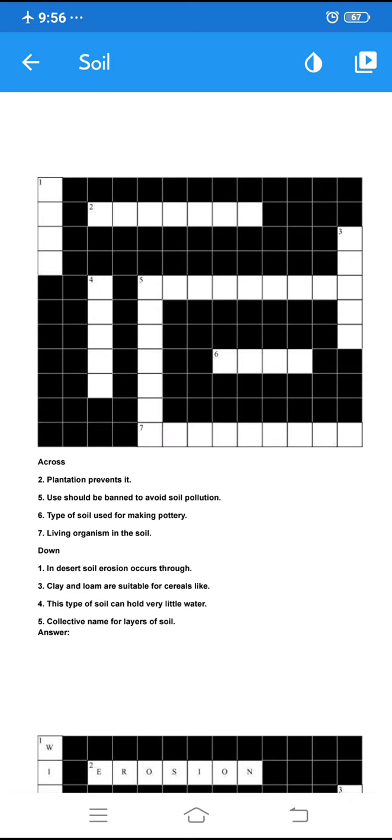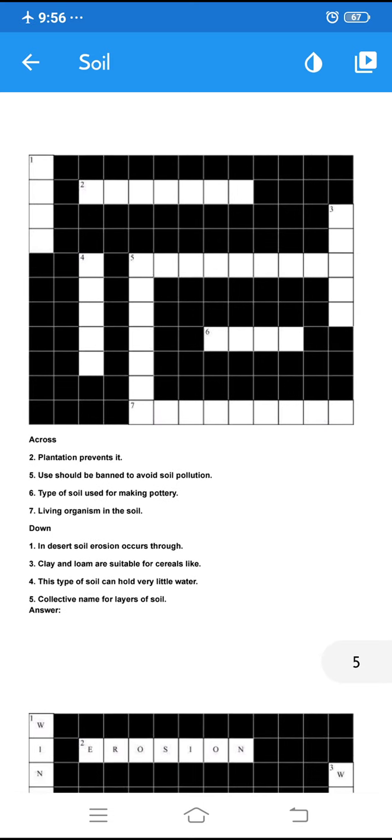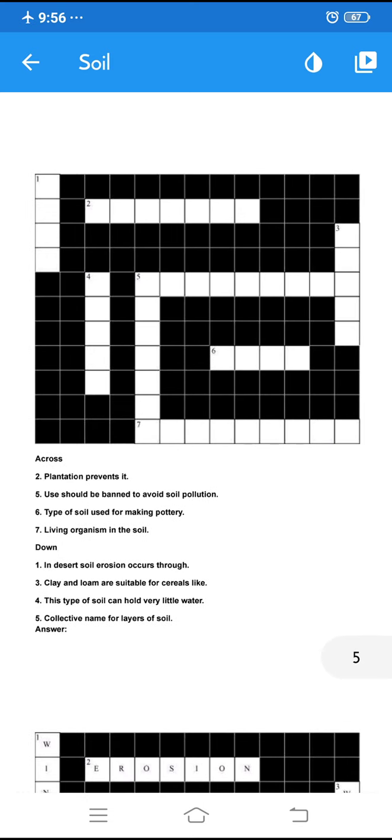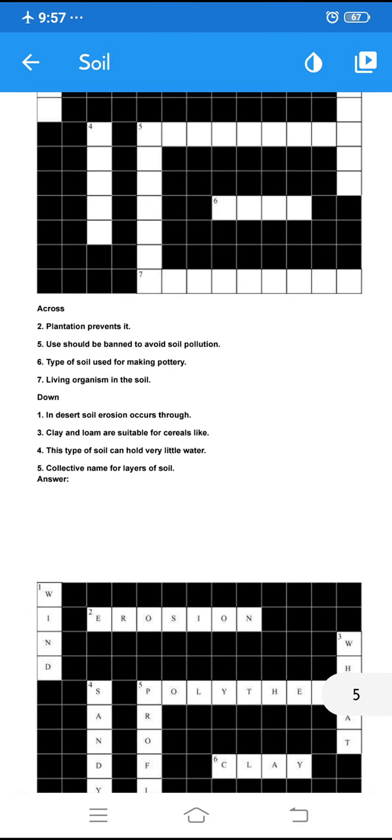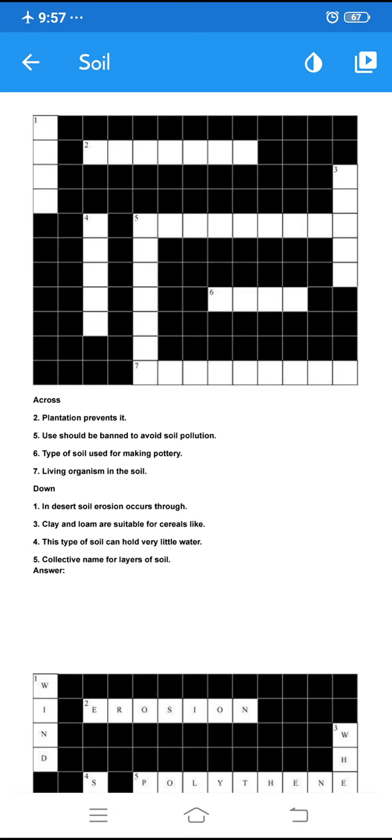Now let's go for question number 3, from top to bottom. Clay and loam are suitable for cereals like dash. So in order to grow cereals like this, clay soil and loamy soil are much suitable. So which is that crop? That is a 5-lettered word, wheat. Wheat is the proper cereal crop which can be grown in clay soil as well as loamy soil.